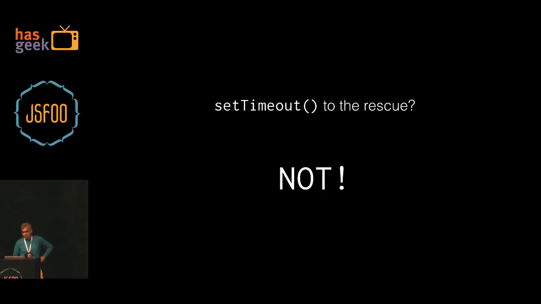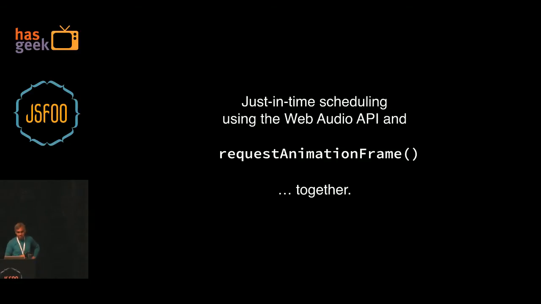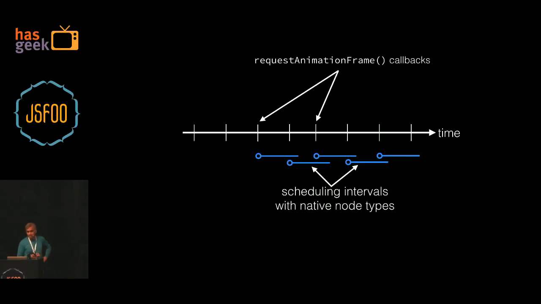Set timeout is not an option. Neither is set interval. Set interval is a little bit better, but it's still not an option. Request animation frame is a very good candidate. The jitter characteristics for this are very good relative to the others, and it's tied to the display refresh rate, so it typically runs 60 times a second on its own. So request animation frame in conjunction with the sample accurate timing of the Web Audio API, we can get great interactivity and timing accuracy.